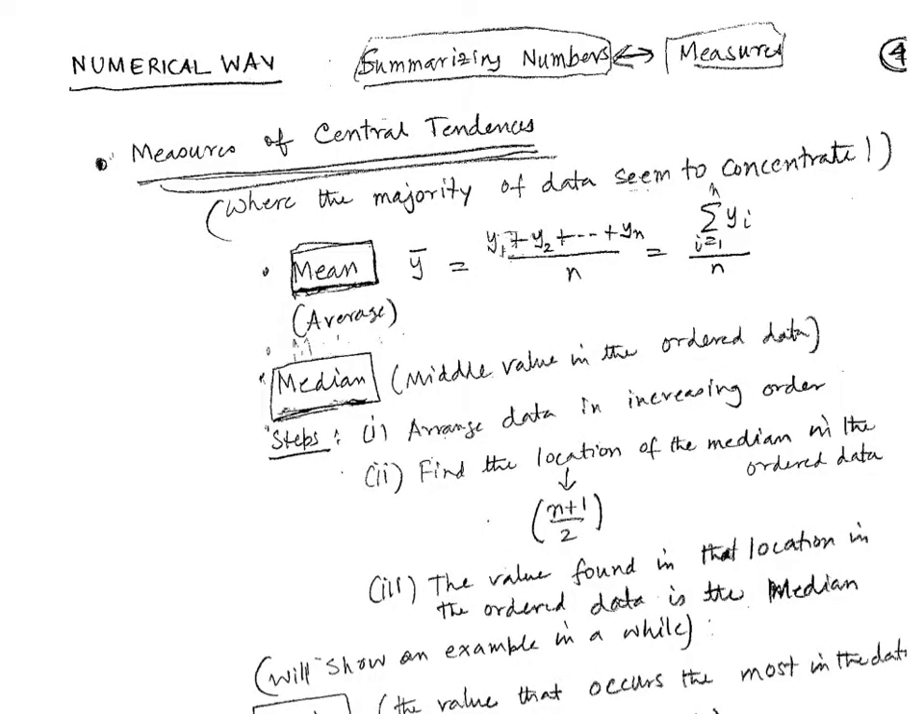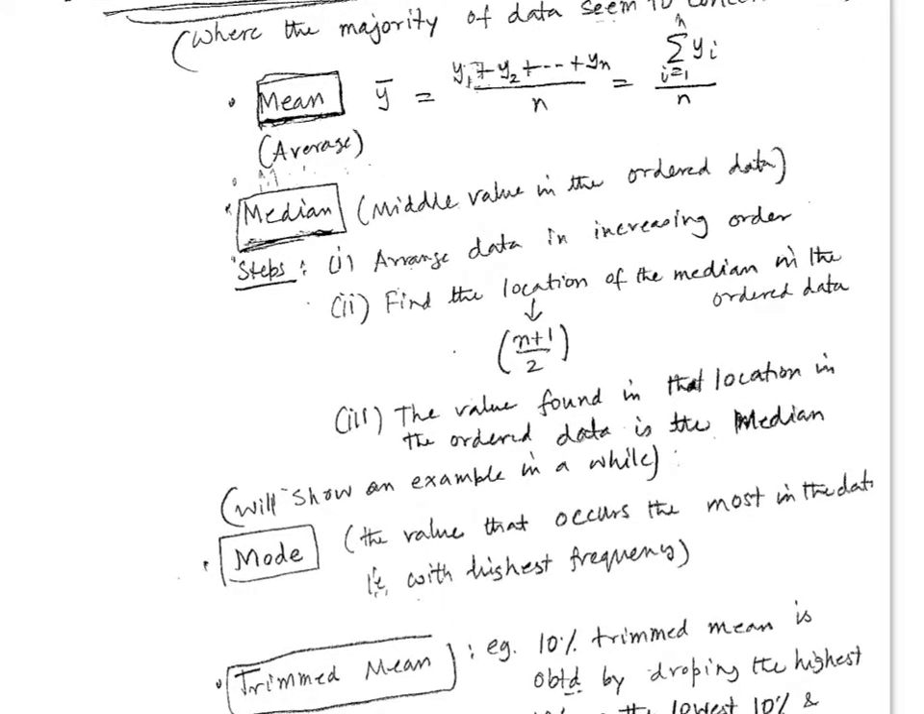Numerical way, first the measure of central tendency, where the majority of data seem to be concentrating. So different methods of computing the center: mean, also called average, median.